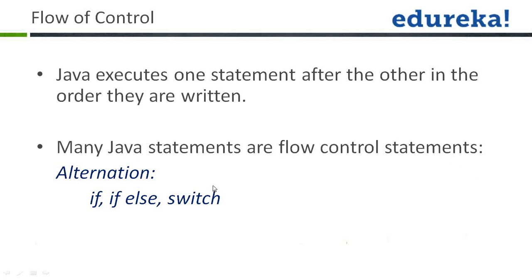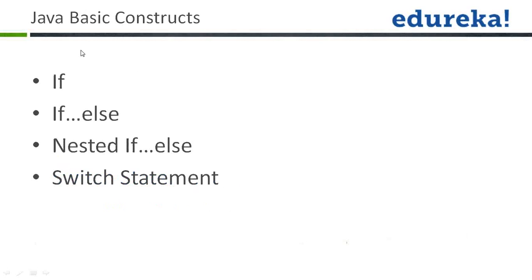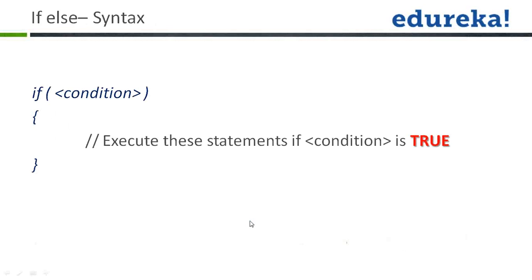That is, you can alter the flow of execution of a Java code using if else and switch. These are the control statements, and we'll discuss them one by one. These are called the basic constructs in Java: if else, nested if else, that is, more than one if else block present inside if and else, and the switch statement.